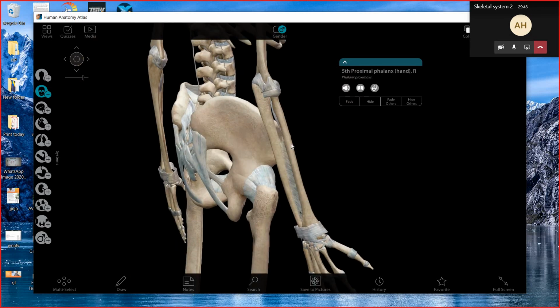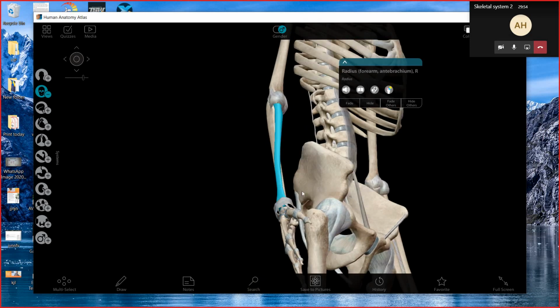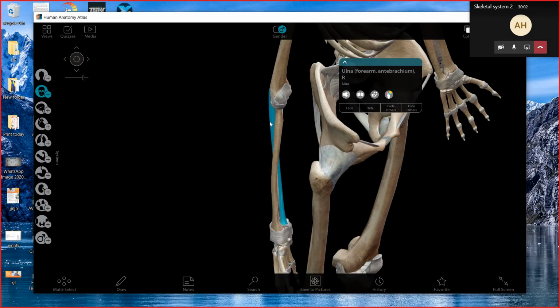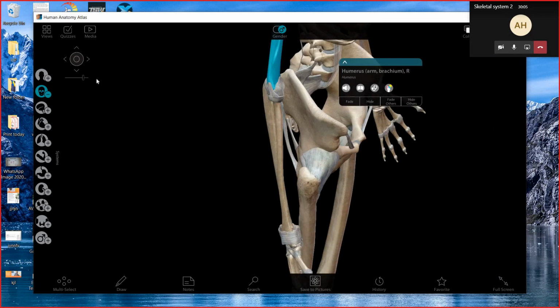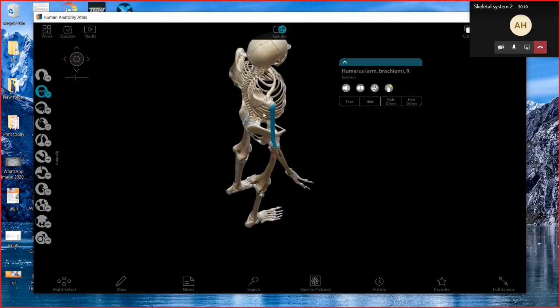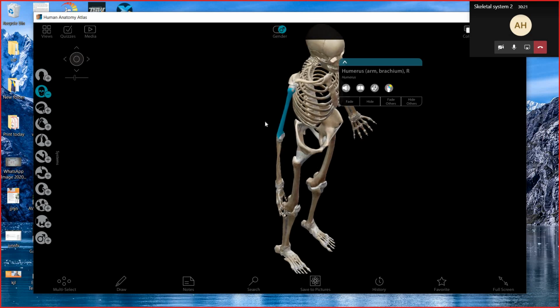Again starting from here: phalanx, metacarpals, then wrist joint, then radius, which is thinner than the other one, which is ulna, and then humerus, and then the bones that make the shoulder joint: scapula, clavicle, and also we said the humerus. So these are the bones of the arms.